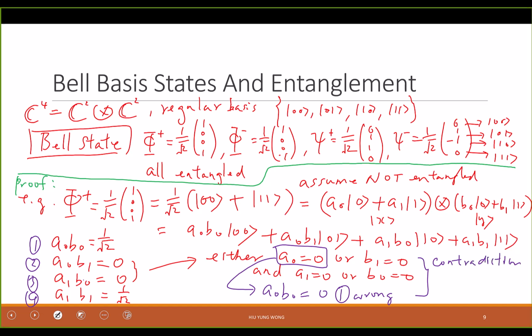The only issue is that I made the wrong assumption. That means they are entangled. This state is entangled. Okay, so we will stop here.